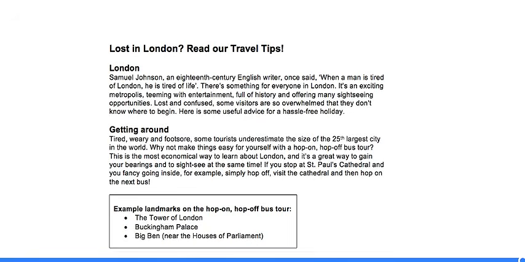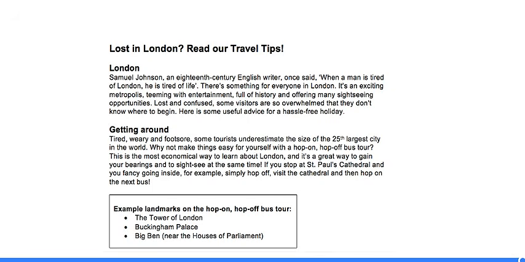Lost in London, read our travel tips. London. Samuel Johnson, an 18th century English writer, once said, when a man is tired of London, he is tired of life. There's something for everyone in London. It's an exciting metropolis, teeming with entertainment, full of history and offering many sightseeing opportunities. Lost and confused, some visitors are so overwhelmed that they don't know where to begin. Here is some useful advice for a hassle-free holiday.